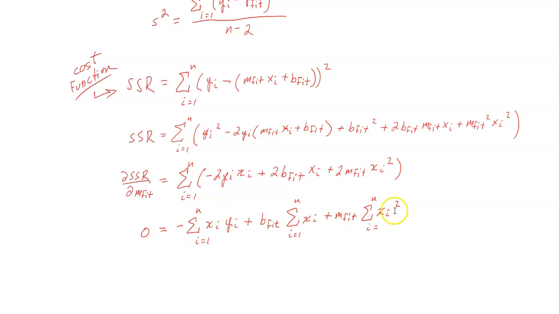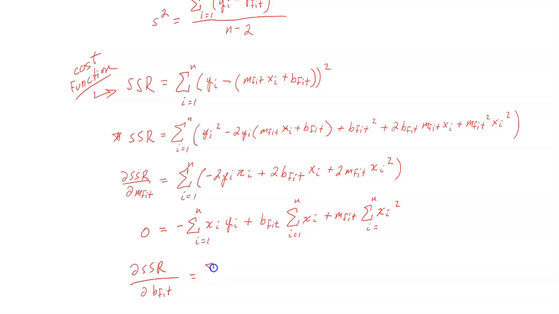Now, let's set this aside for a minute, because we don't quite know what b fit is. And so we're going to take a look at what b fit might be so that we can solve for m fit. So now let's take the partial of SSR with respect to b fit. So now we're going back up here. We're going to take the partial of this with respect to the b fit value.